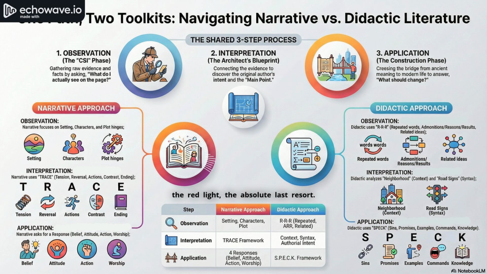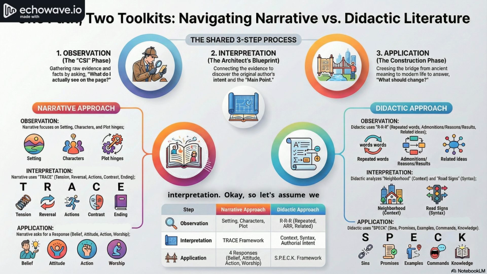Finally, you reach the red light, the absolute last resort. Commentaries. Wait, last resort? Yes. The methodology warns to use expert commentaries last to avoid anchoring bias. If you read a famous scholar's opinion before you observe the text yourself, your brain will subconsciously anchor to their interpretation. Wow, so you become entirely blind to what the text actually says, and you only see what the scholar told you to see. Precisely.